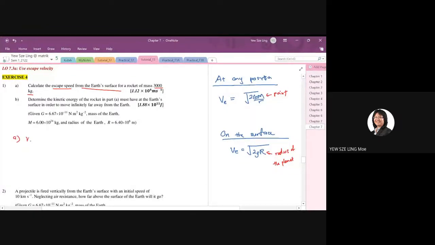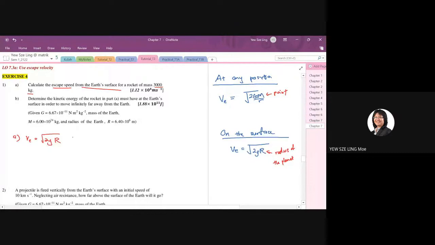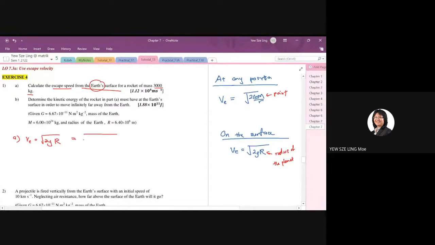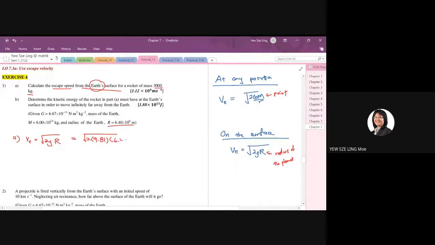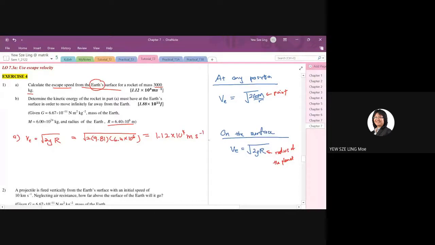So VE equals the square root of 2gR. Now you're looking at the Earth. Therefore, square root of 2, now g is 9.81 because we know that is a constant value, times the R of the Earth, which is 6.4 times 10 to the power of 6. Straight away, you will obtain 1.12 times 10 to the power of 4 m s^-1. Okay, so this is the answer for question A.